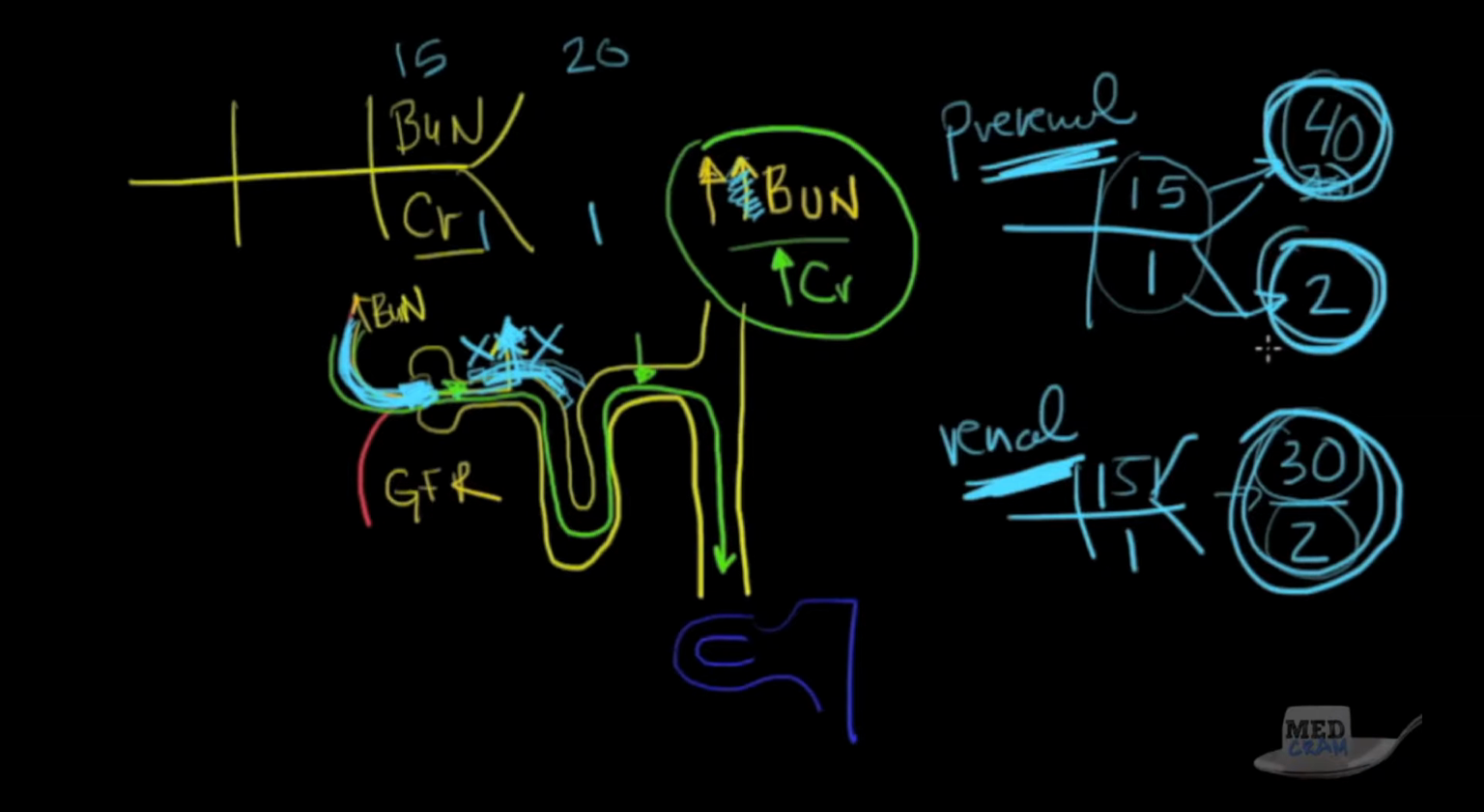Okay, so the bottom line here is that the BUN to creatinine ratio can tell you what kind of renal failure you have. Is it pre-renal azotemia or is it renal azotemia? Pre-renal azotemia is where there's not enough blood coming to the kidney. Renal azotemia is where there's something wrong with the kidney itself. If it's a 20/1 ratio, you're thinking of pre-renal azotemia. If it's still 15/1, it's renal azotemia.